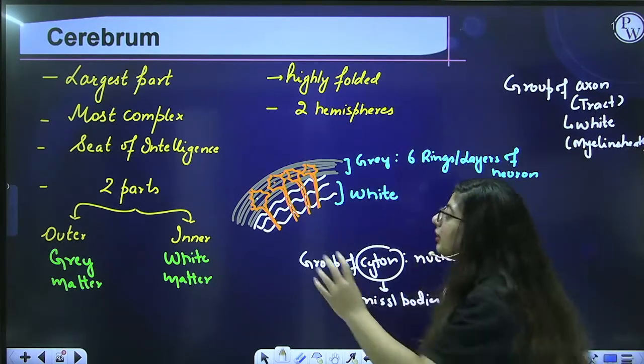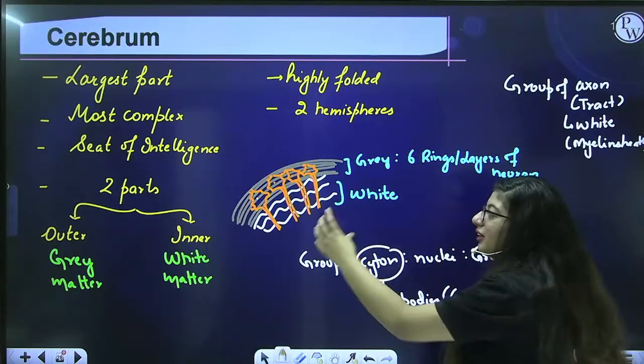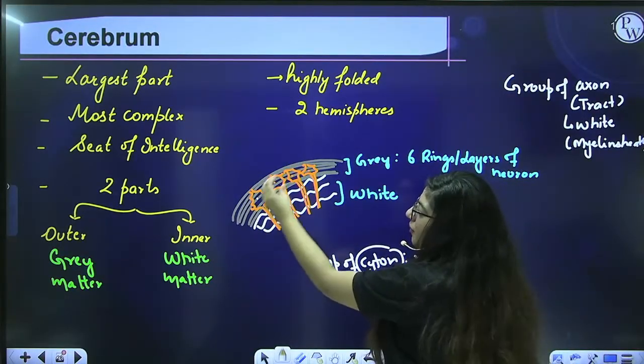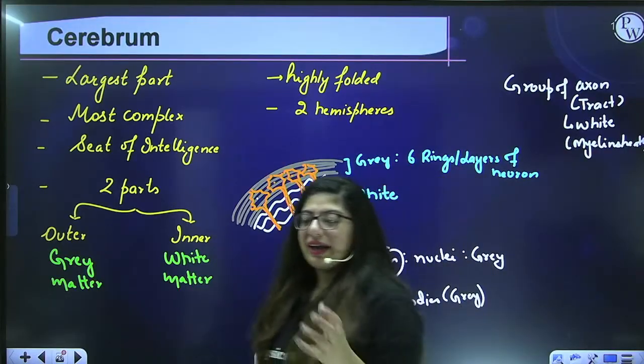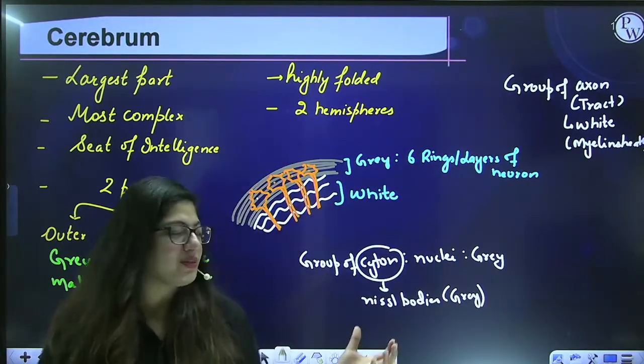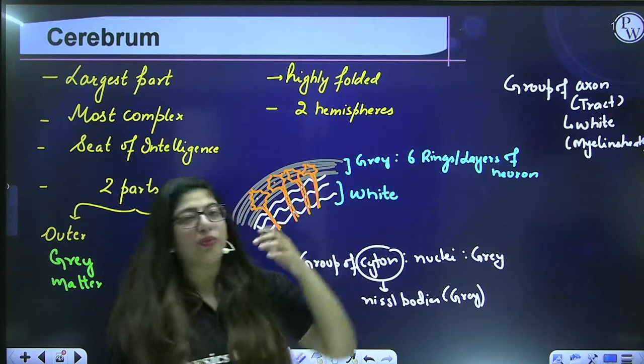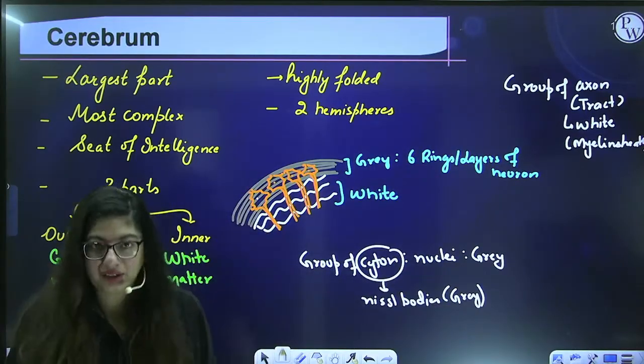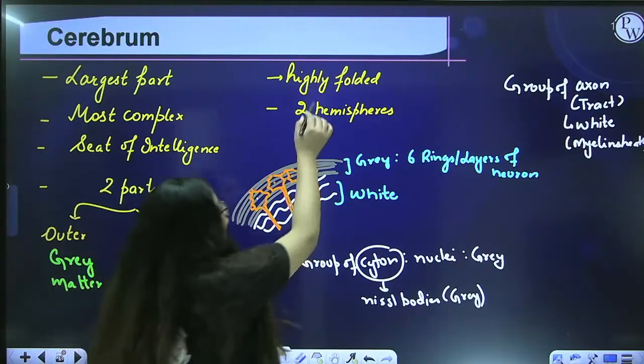That's why the color of gray matter is gray and the color of white matter is white, because it has a group of axons, and this has a group of the cytons. A group of cytons in the central nervous system is known as nuclei, and the group of axons in the central nervous system is known as tract. Okay, all right. Now it is highly folded, as I've told you.